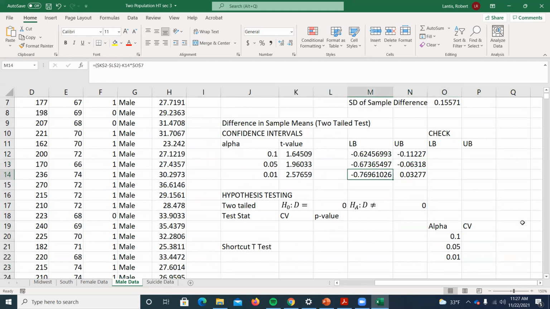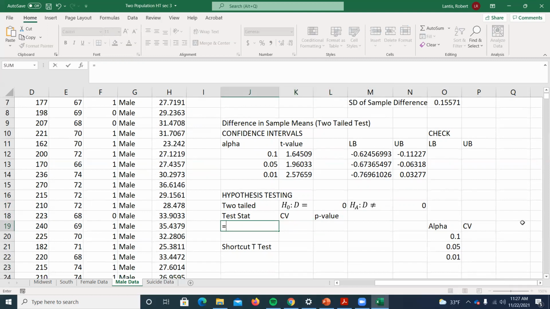Because it had positive and negative values. But let's work through and find it, or do some hypothesis testing, on whether or not we can reject that the true difference is equal to 0, okay? So the first part is, basically, we just have to use Excel to be a calculator.